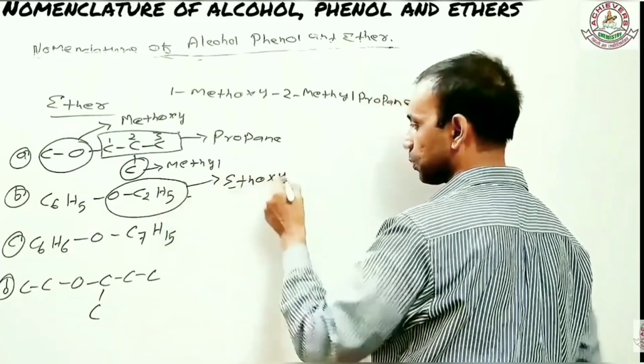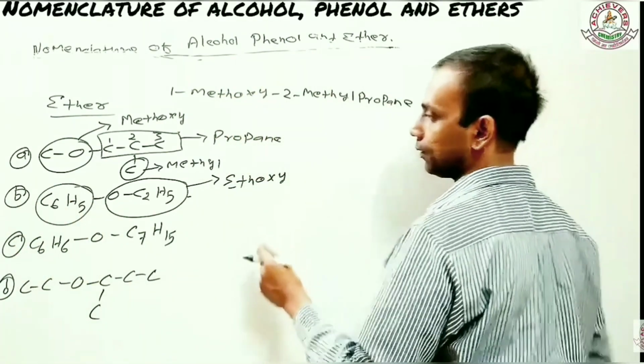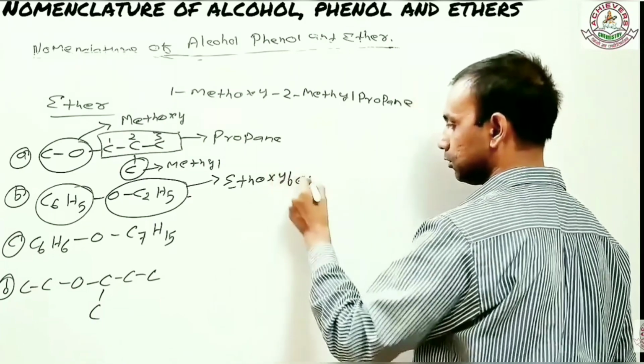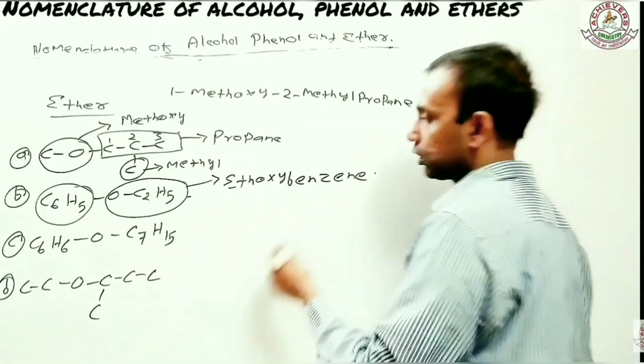So this is ethoxy. And of course, this one is going to be benzene. So what will I write? I will write ethoxy benzene. That's it. Okay, let's talk about the second one.